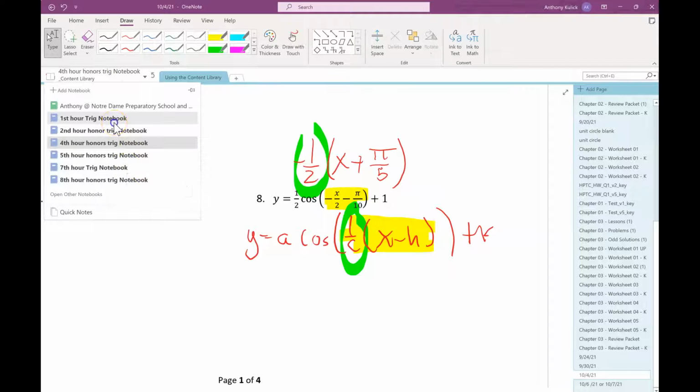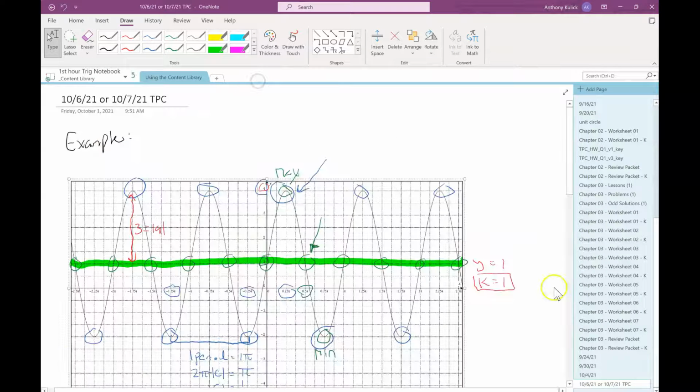Yeah, let me grab this real quick. I want this example.